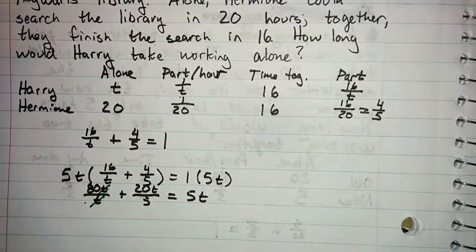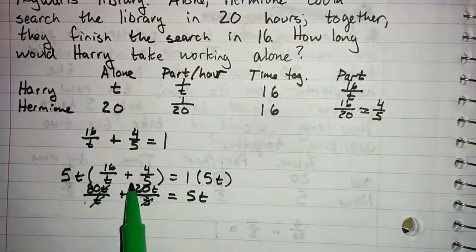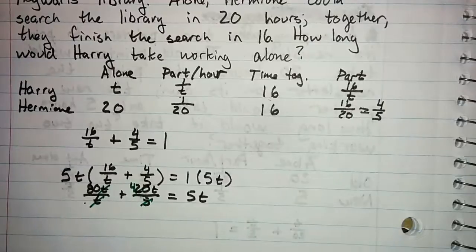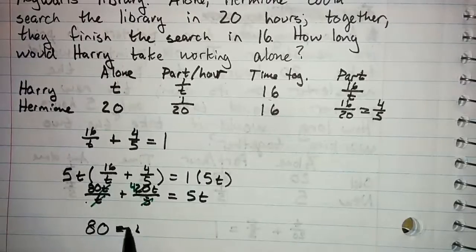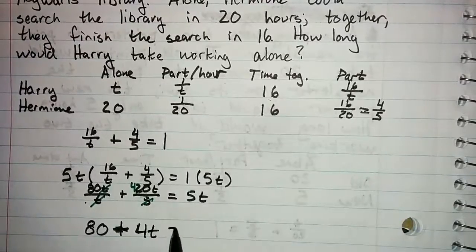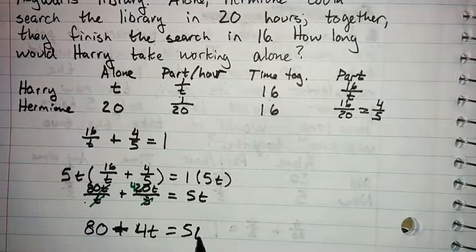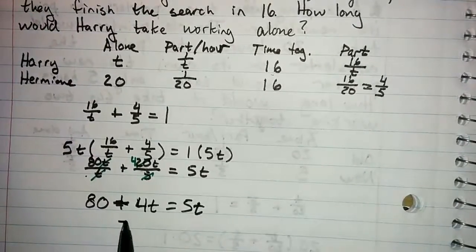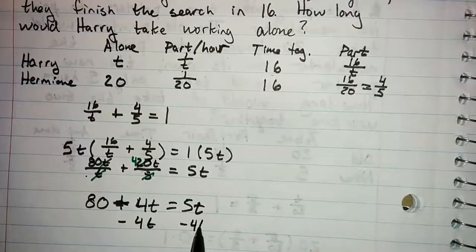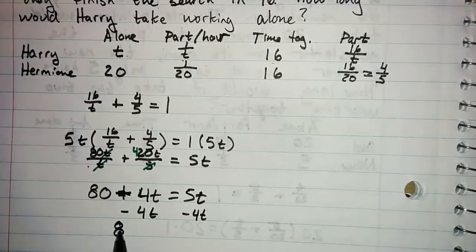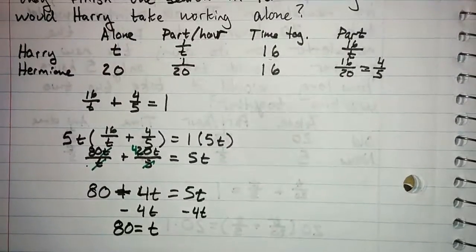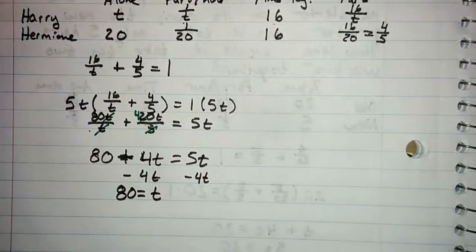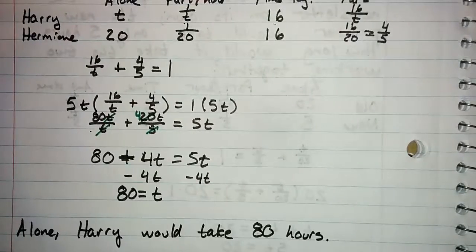The t cancels out here, a 5 cancels out here, and I get 80 plus 4t is 5t. Subtracting 4t on both sides, I get 80 equals t. T was Harry's time alone. So, alone, Harry would take 80 hours to search the library.